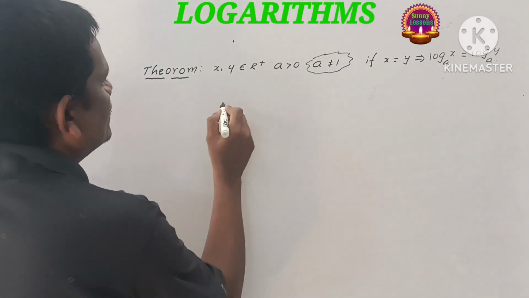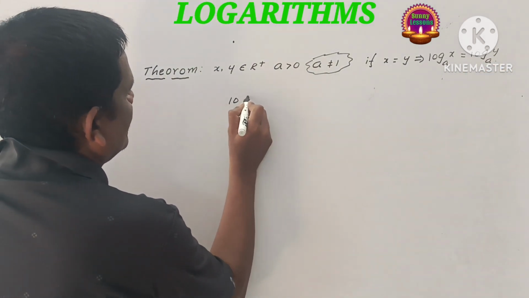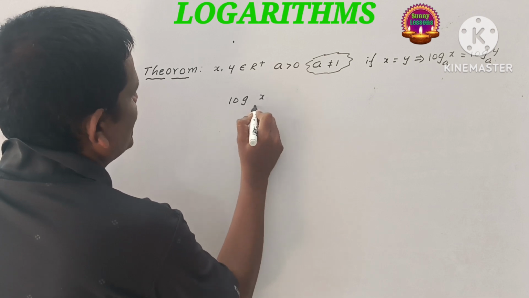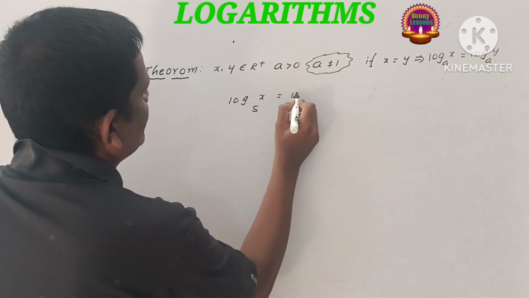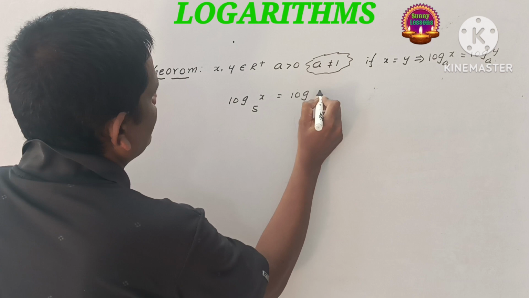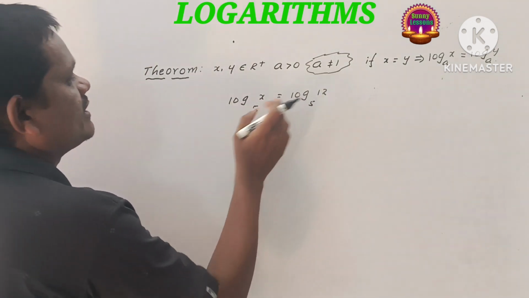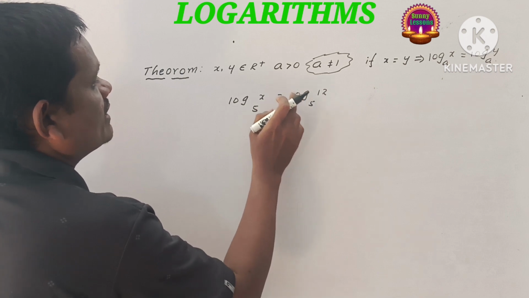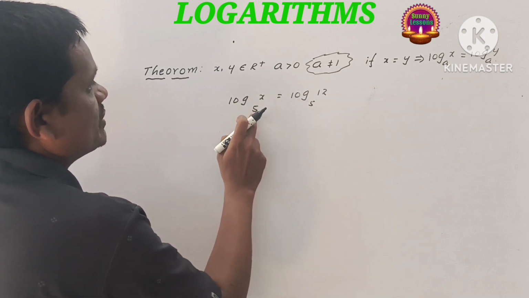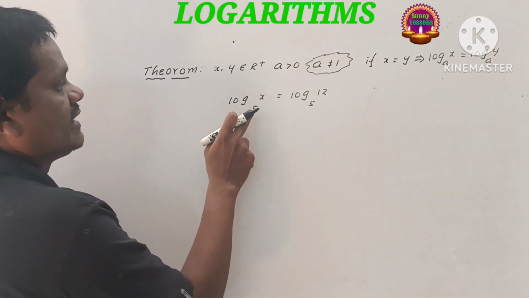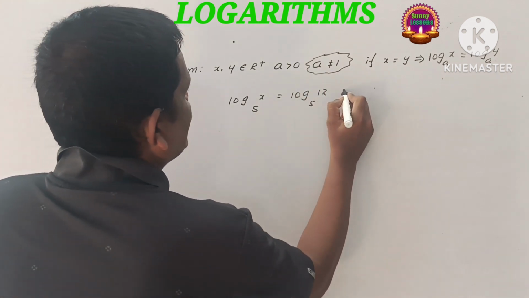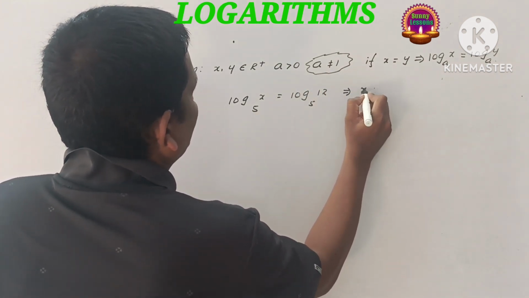For example, if log x base 5 equals log 12 base 5, here two logarithms are equal, the bases are also equal, and the base is greater than 0 and not equal to 1. In this case, x is equal to 12.